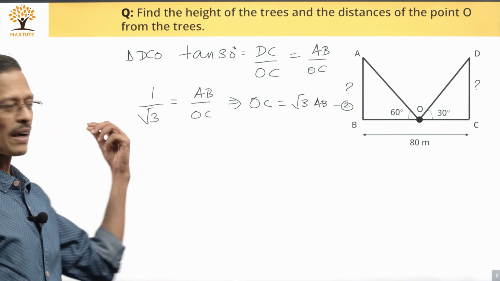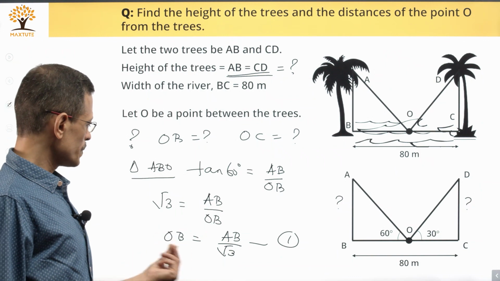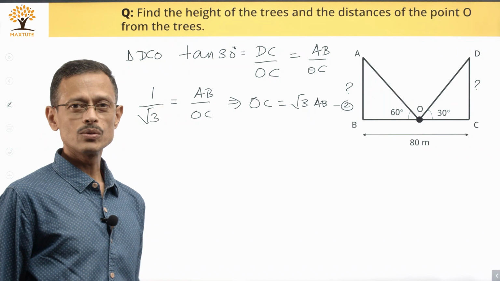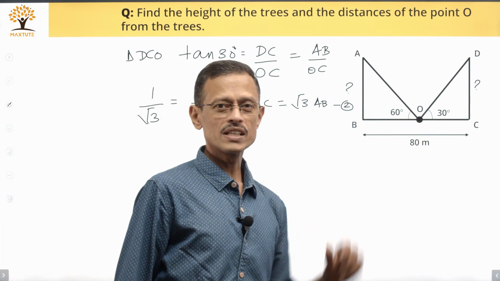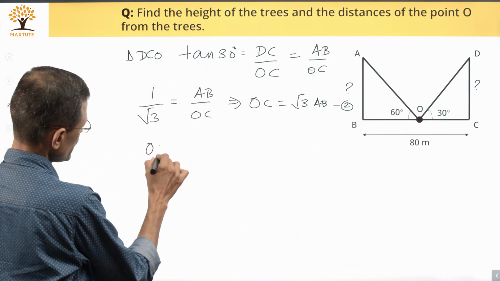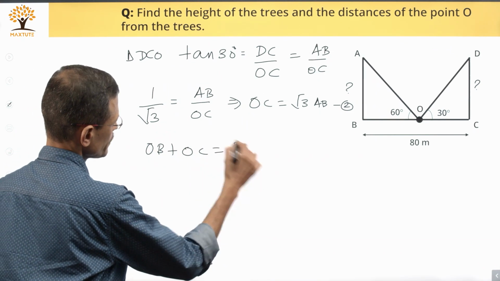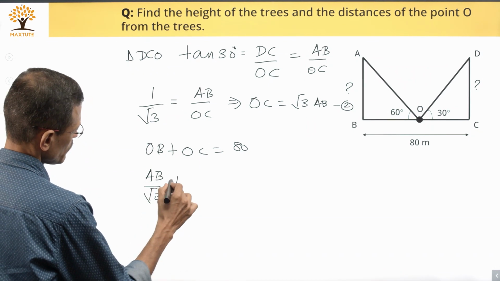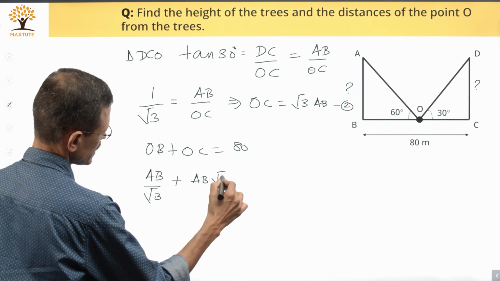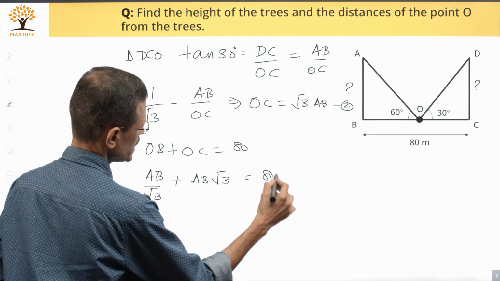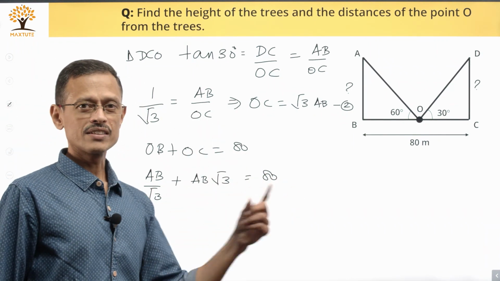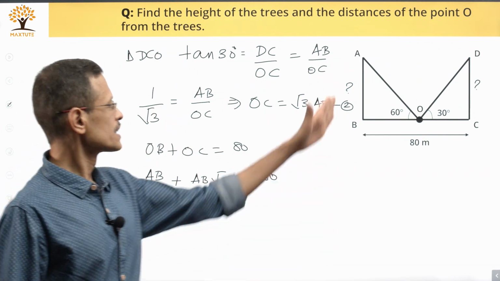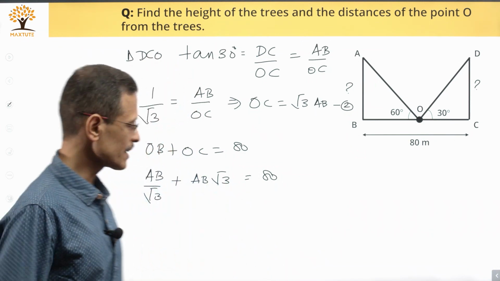I am going to go back to the previous slide. Look at this. OB is equal to AB upon root 3. Now, we have OC is equal to root 3 AB, and we know OB plus OC is equal to 80. So, because we know OB plus OC is equal to 80, I am going to write OB as AB upon root 3 and OC as root 3 AB, whichever way you look at it, is equal to 80. Now, look at this equation. This equation is one equation, one unknown, one variable. So, we will be able to find out the value of AB. The moment we find out the value of AB, we have the height of the trees, right. Let us quickly get that done.